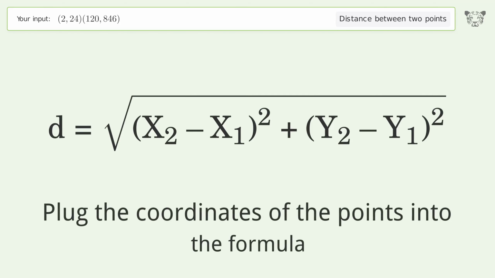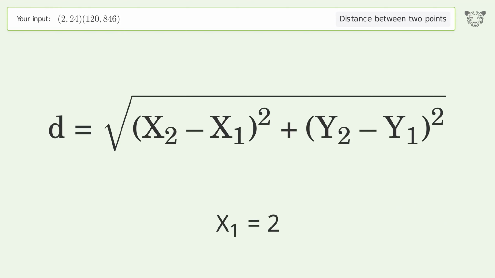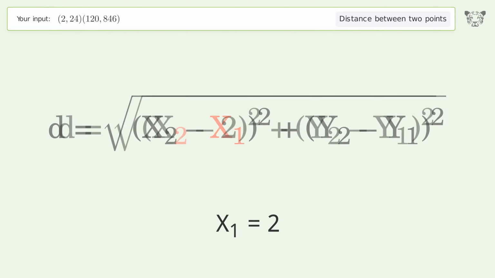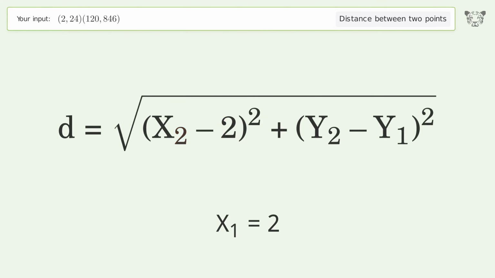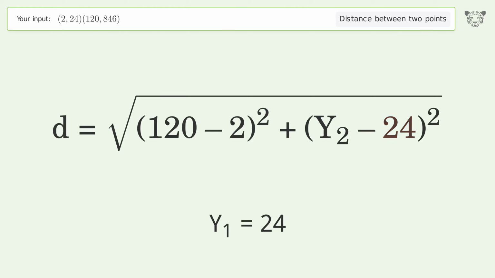Plug the coordinates of the points into the formula. x1 equals 2. x2 equals 120. y1 equals 24. y2 equals 846.